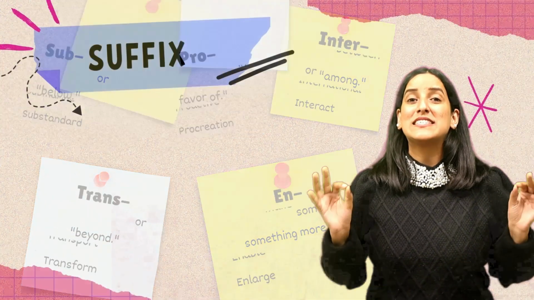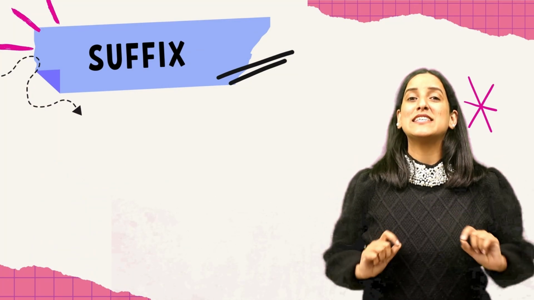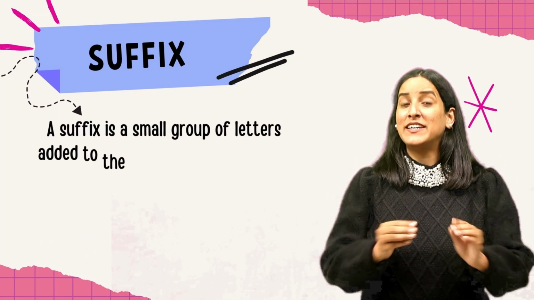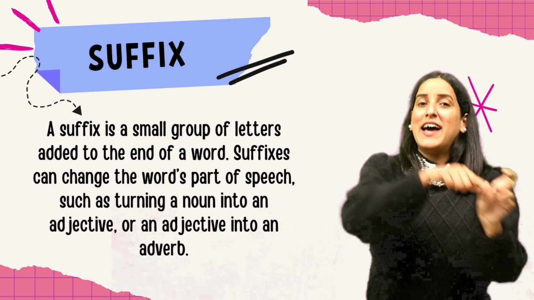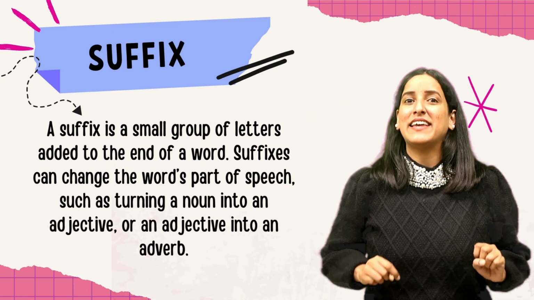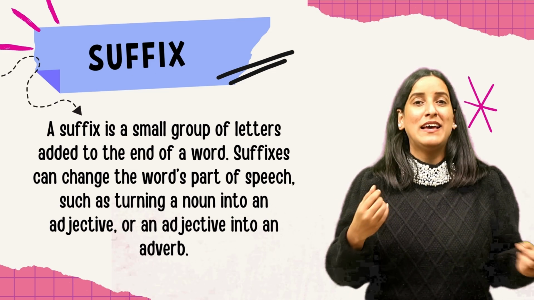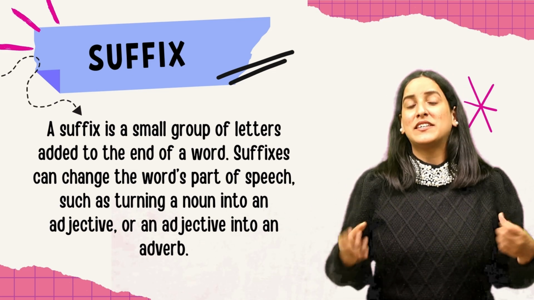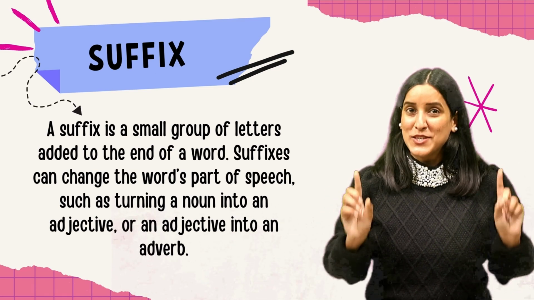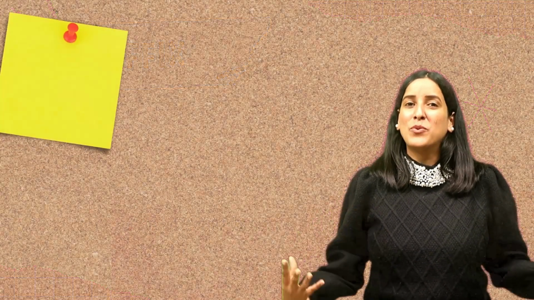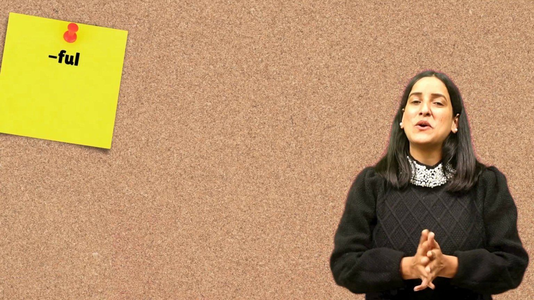Now let's talk about suffixes. Now a suffix is a small group of letters added to the end of a word. Prefix, pre, right, before, and suffix, they're added at the end. Suffix can change the part of speech, such as turning a noun into an adjective or an adjective into an adverb. So let's learn some common suffixes using which you can actually empower yourself and enhance your vocabulary.